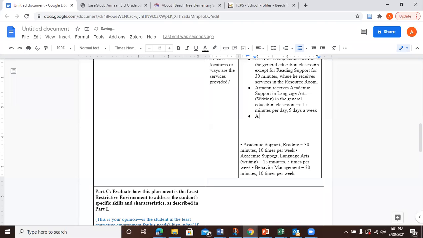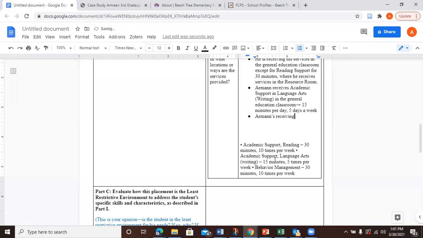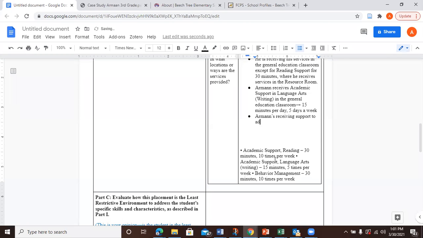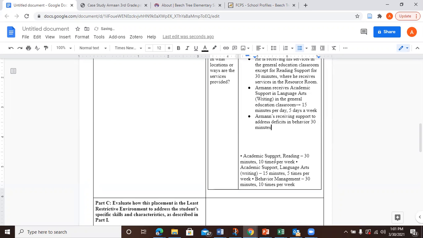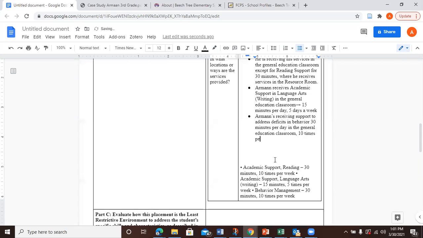Armand's receiving behavior management, or I could say receiving support to address deficits in behavior management or just behavior. 30 minutes per day in the general education classroom, 10 times per week.